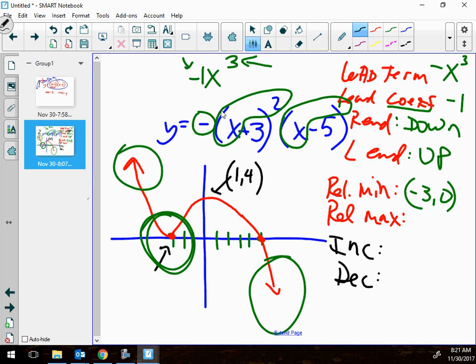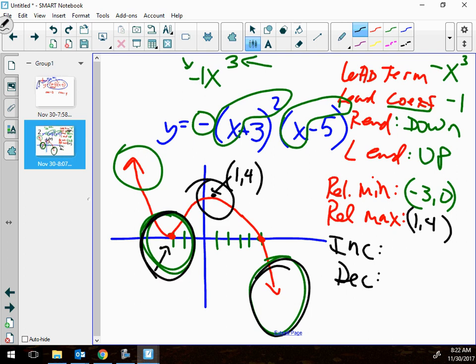Next up, relative max. The relative max is, I told you what this point was, and I hope you realize that was a relative max. And it's at 1, 4. Why do you think I didn't even put absolute max or absolute min? Because we don't have them. This thing goes up forever, so there's no max. This one goes down forever. Over here, it's going down forever, so there's no min. No absolute min. But these are, relatively speaking, minimums and maximums.